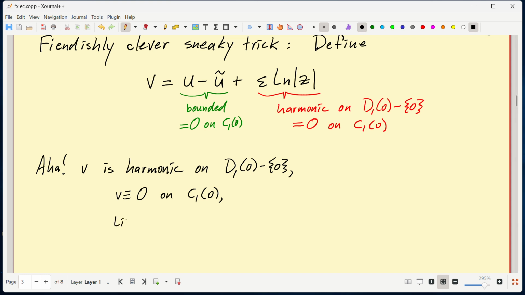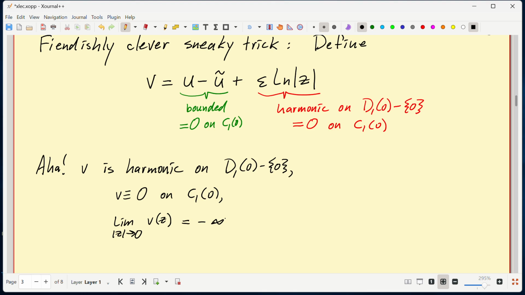And the limit as z goes to 0 of v of z, as mod z goes to 0, v of z is minus infinity in the real sense. So, if you think of an averaging property, let's think of a maximum principle. It's 0 on the outer boundary, and it goes to minus infinity at the puncture. If there's a maximum principle, it should be less than or equal to 0 in the whole thing, which should be a kind of an astounding thing, because you'd think it would depend on epsilon.